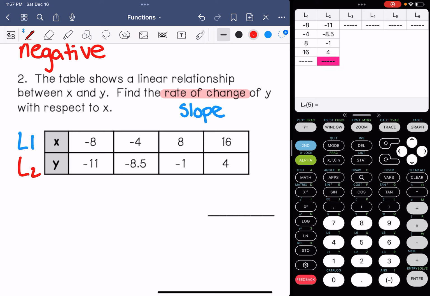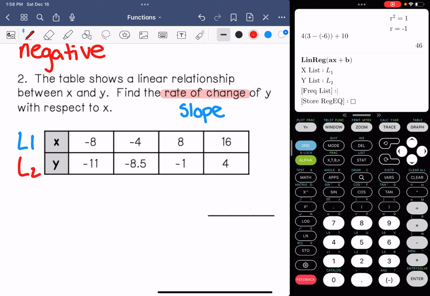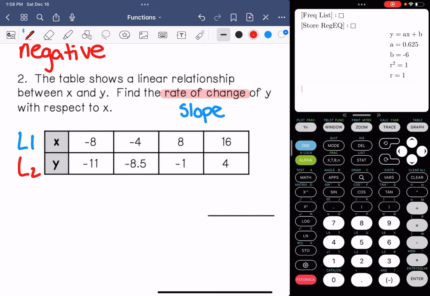After that, we're going to go ahead and do linear regression on our calculator, clicking Stat, arrowing over to where it says Calc, going down to number 4, where it says linear regression ax plus b, and then clicking Enter. And your calculator will look a little different than mine, but it'll say the same thing. It'll say y equals ax plus b. Then it'll give you a couple values, an a, a b, an r squared, and an r.